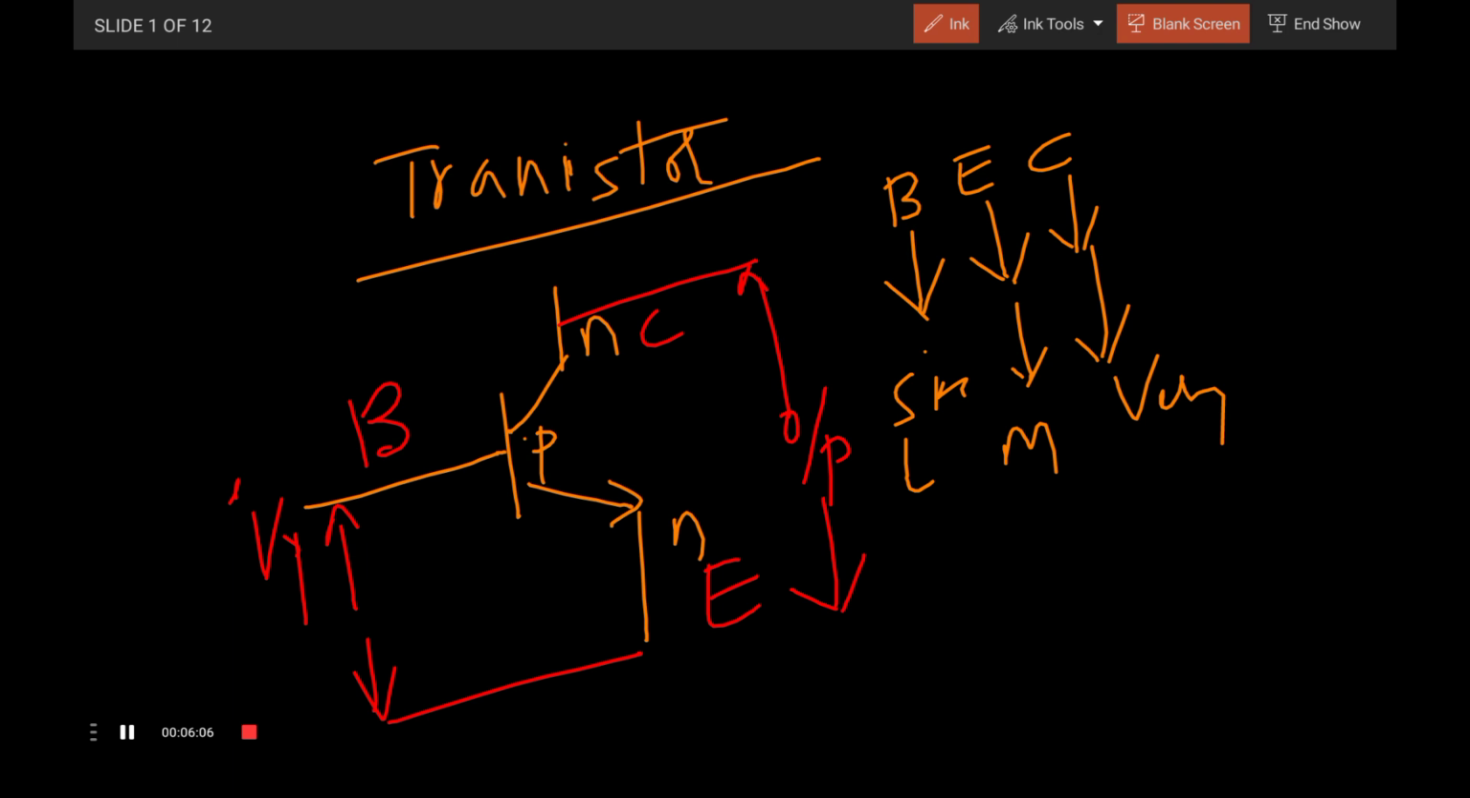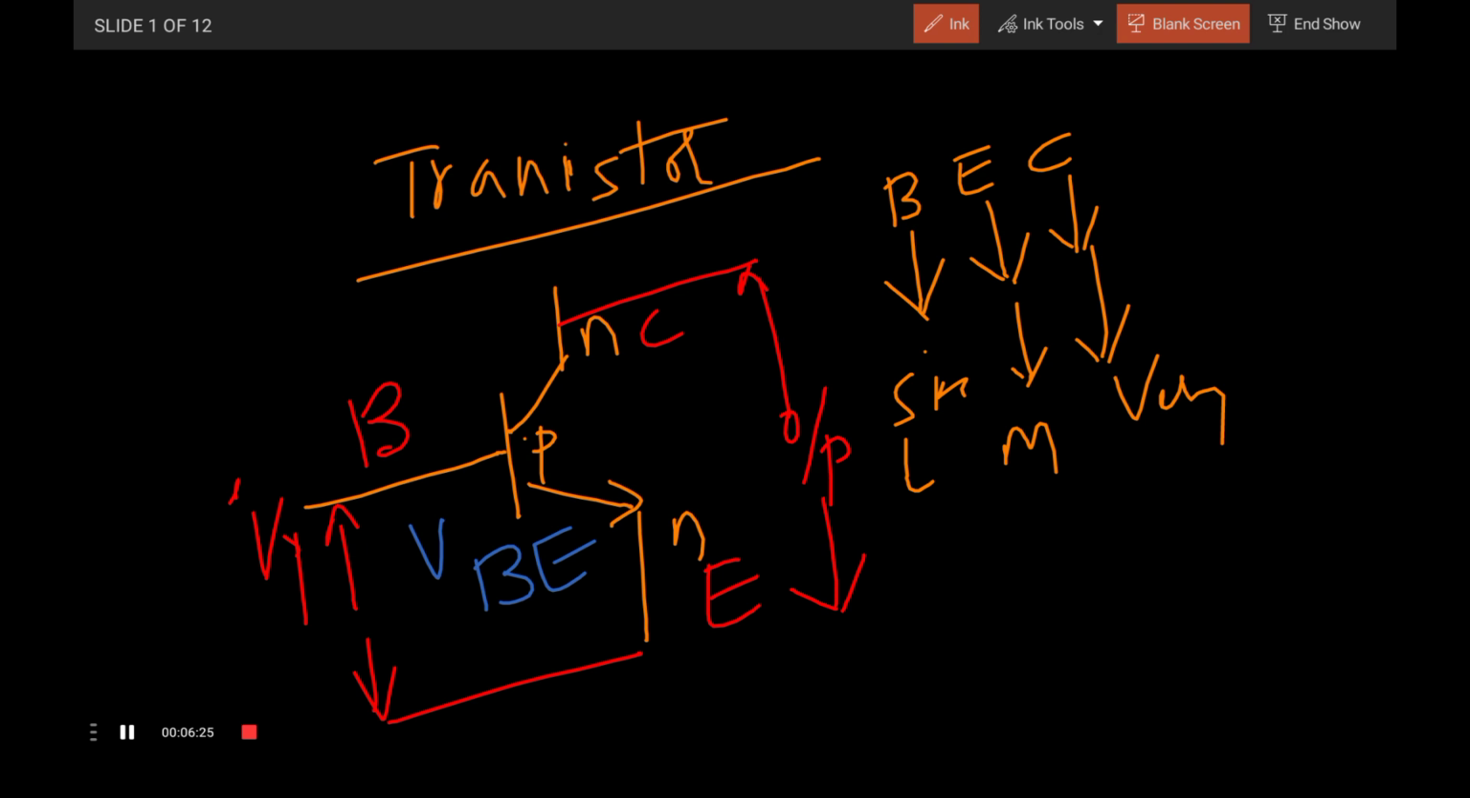This is the input and output section. Here the input is connected between the base and the emitter region. This is generally called the VBE. VBE is nothing but the base emitter voltage.